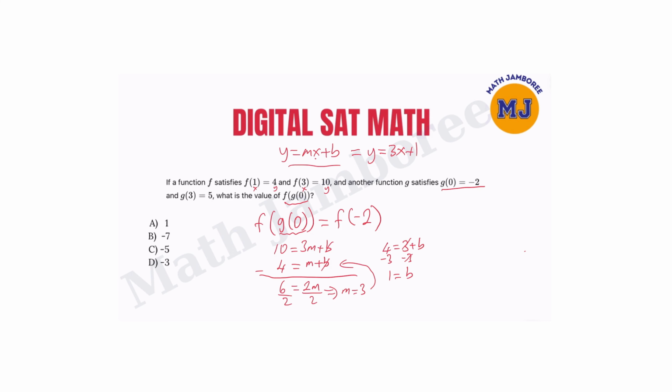So since I have f(x) equals 3x plus 1, remember, we were trying to find the value of f(-2). I'm going to substitute -2 for x. Then f(-2) will be 3 times -2, which is -6, plus 1. f(-2) is -5. So the right choice for the specific question is C then.